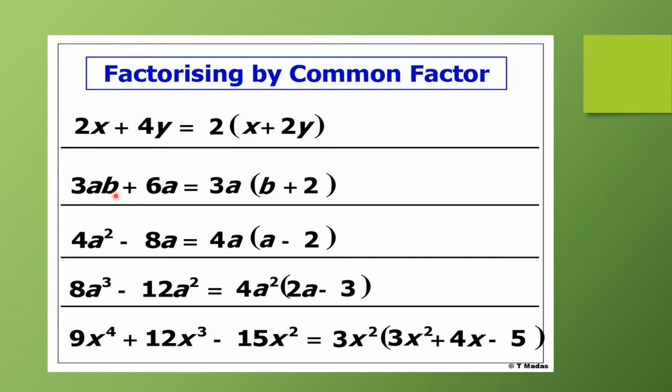3a plus 3ab plus 6a. We take the common factor as 3a. 3a is common in both the terms. So take it as a common factor. The remaining terms are b plus 2.